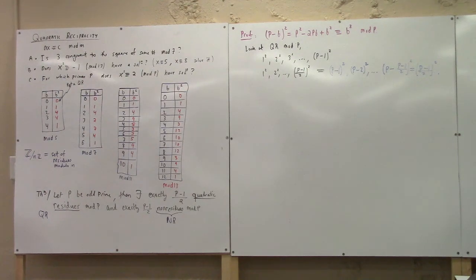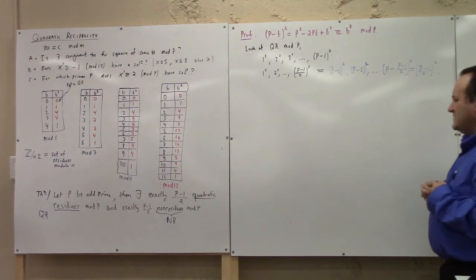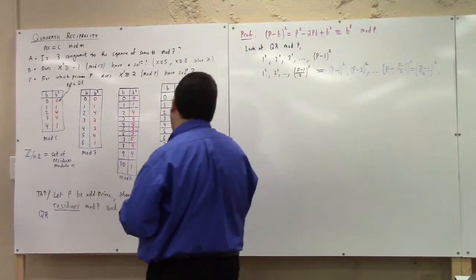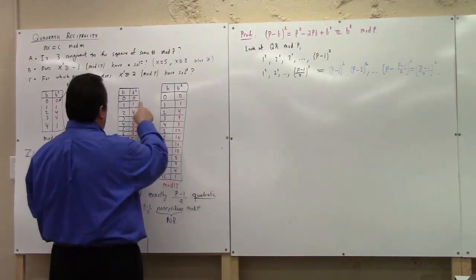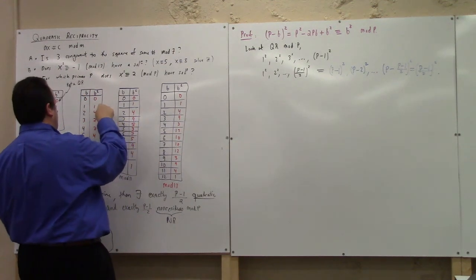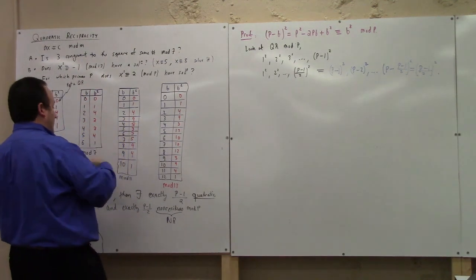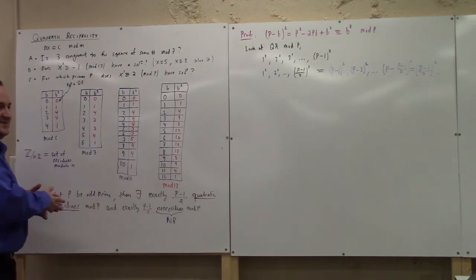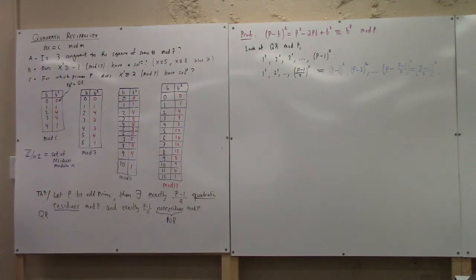Is that the right way to say it? I don't think I can say it's a distinct list. Can I say that? 1, 4, 9, 5, 3. I can say that, can't I? Well, I better be able to say that. That's what the theorem says. So you can prove that that's, in fact, a distinct list.